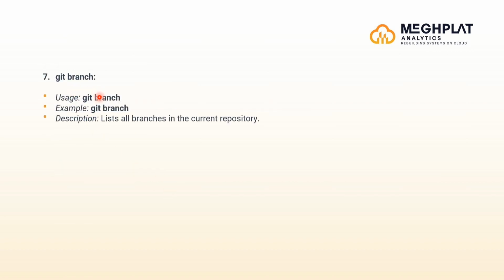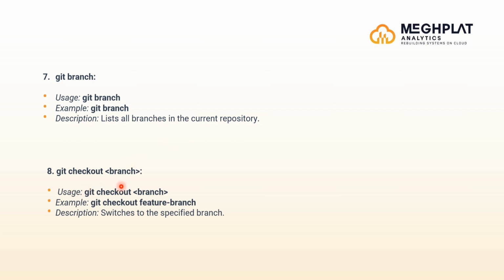The seventh one is git branch. Git branch gives the list of all the branches in the current repository. So git branch is the command we use to do it. Git checkout switches to the specified branch from the current branch.